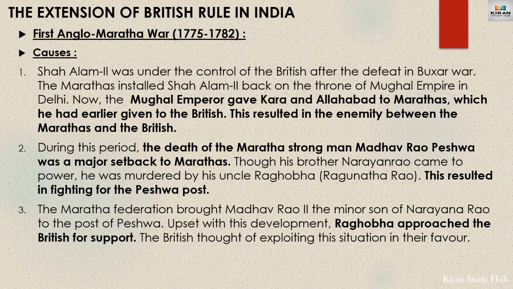The third cause is, now the Peshwa post was vacant. Now the Maratha Federation brought Madhav Rao II, the minor son of Narayan Rao, to the post of Peshwa. So because of this, Raghoba or Raghunath Rao was very upset. Now he approached the British for help and support. Now the British got an opportunity to interfere in the Marathas.